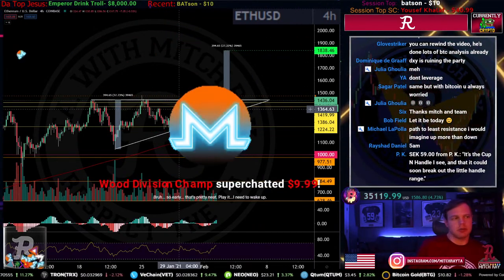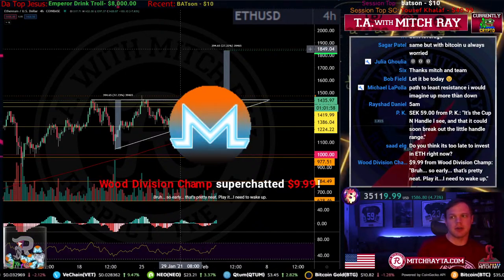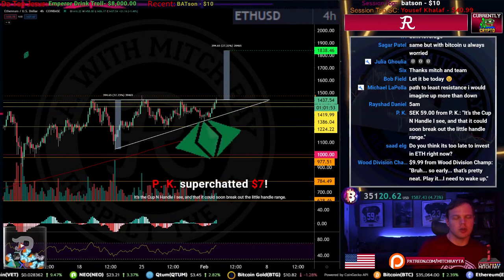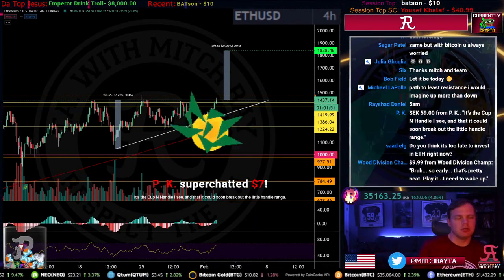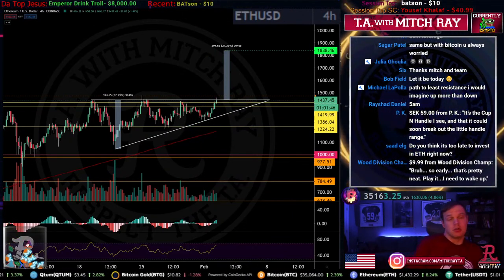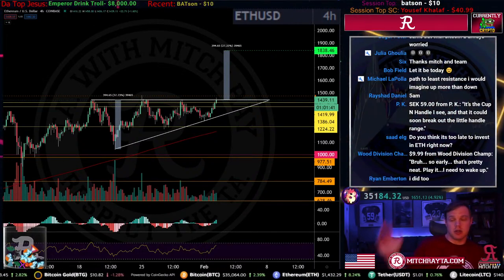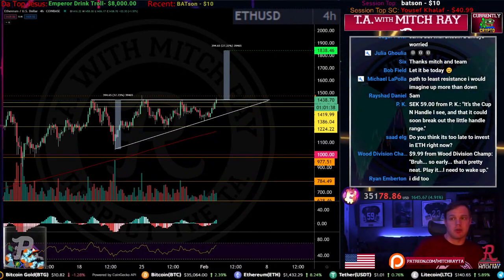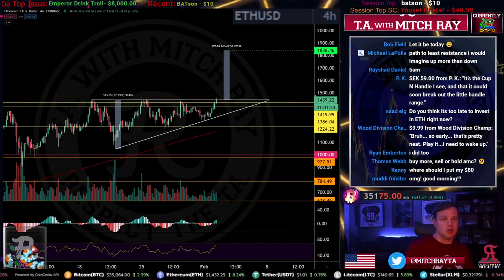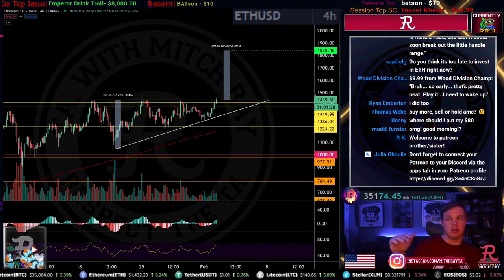Cup with handle, man, I don't know. I didn't really see a cup with handle. Maybe if it gets up to all-time highs again. Thank you, dude. It's the cup and handle I see, and it could soon break out of the little handle range. I mean, an upsloping handle, because the only handle I saw was upsloping consolidation with that ascending broadening wedge. You want downsloping consolidation in a cup and handle, and you want one side of the cup to match the other. We had not done that at all.